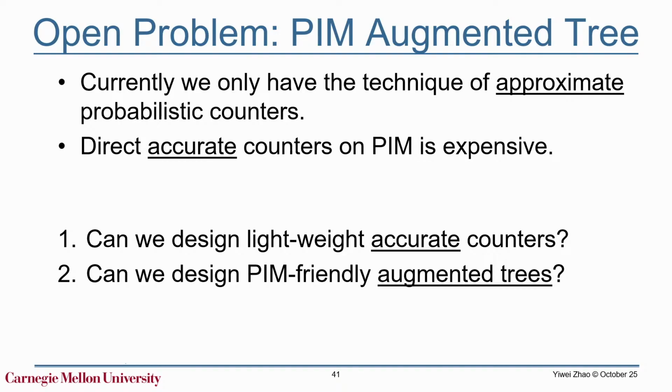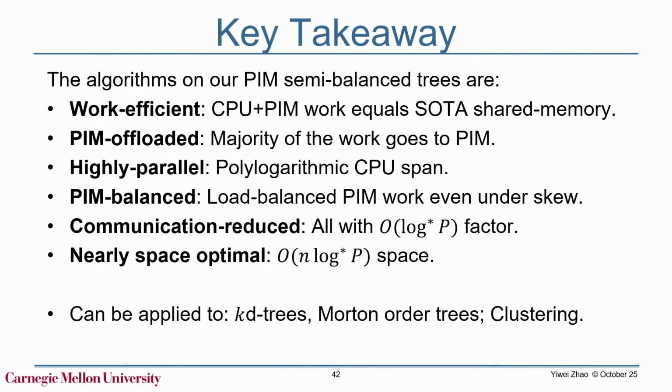So 2 open questions naturally appear. First, can we design lightweight accurate counters on these PIM structures? And second, if these counters can be supported, can we take a step further and support PIM-friendly augmented trees? Because the counter is the simplest version of an augmented tree. If this cannot be solved, augmented trees cannot be solved either.